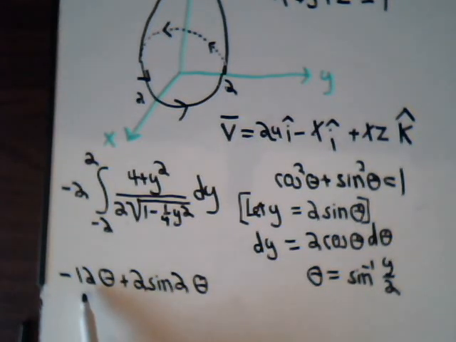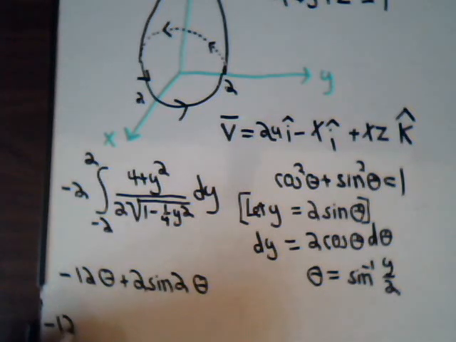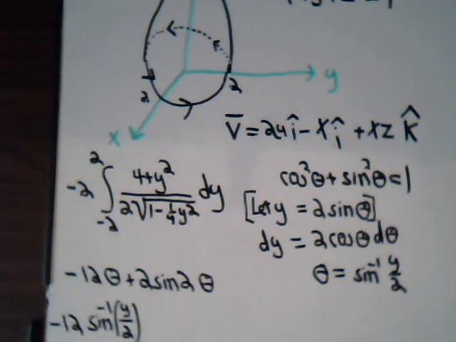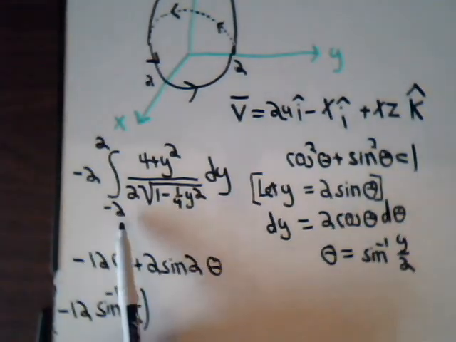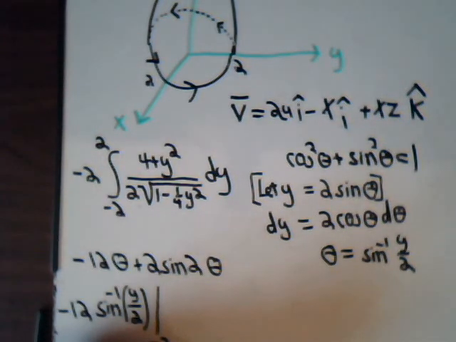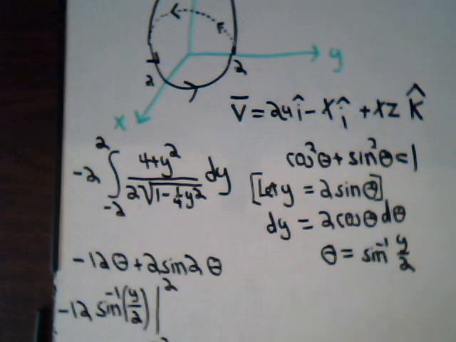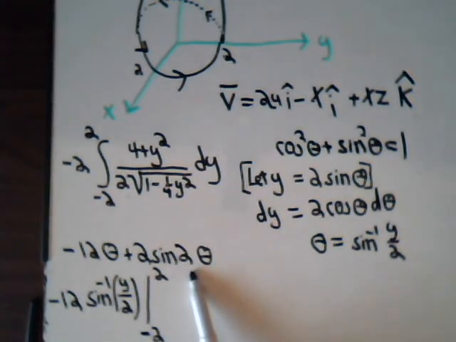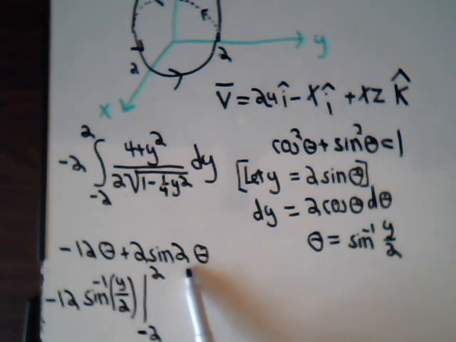And from here we have minus 12 times theta. So here for this part, it's minus 12 times the inverse sine of y divided by 2. And remember that y had limits on it from minus 2 to plus 2. So that's from this part. Now here we still have to consider this, the sine of 2 theta.